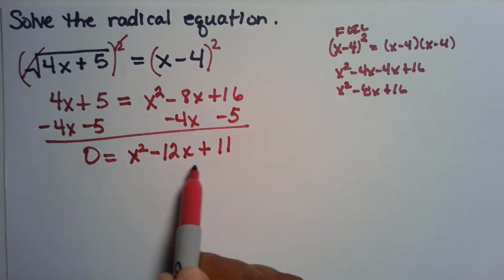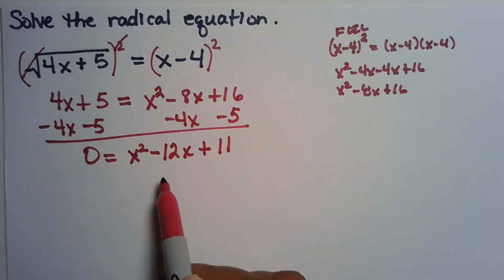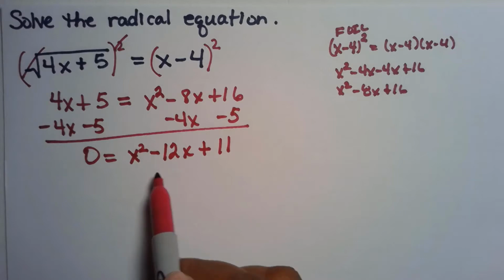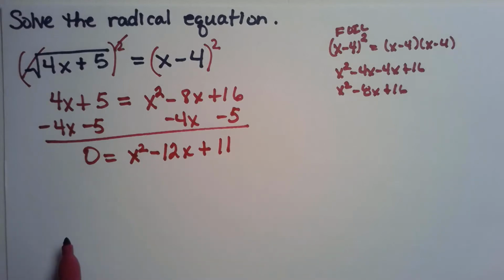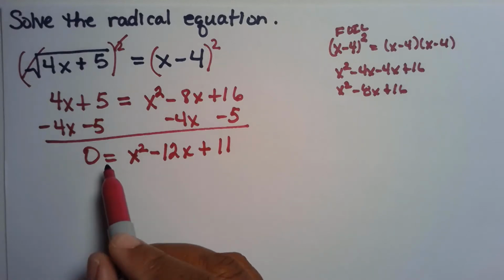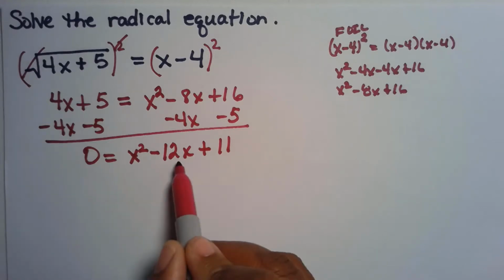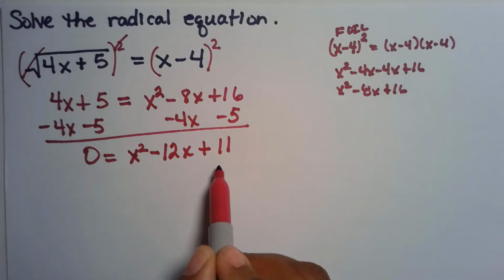And then we have a quadratic equation. We can FOIL, we can complete the square, we could even use the quadratic formula. But before I use completing the square or the quadratic formula, I look to see if this could be factored. And it can. So we're going to factor x squared minus 12x plus 11.